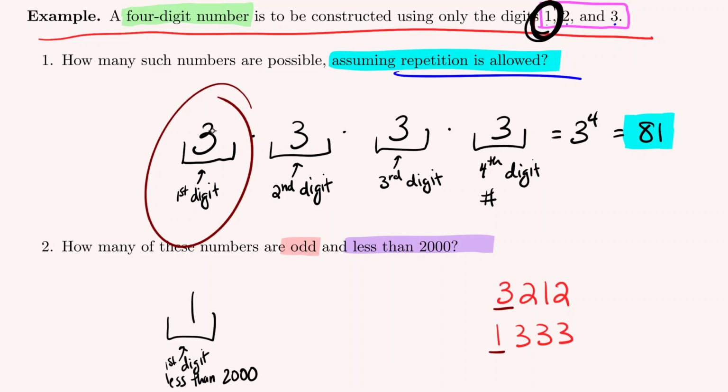Instead of the original 3, I could not choose 1, 2, or 3 anymore because choosing a 2 would make a number greater than 2000. Choosing a 3 would make something in the 3000s also greater than 2000. I could only choose a digit 1 here in order to ensure that my overall number is less than 2000.